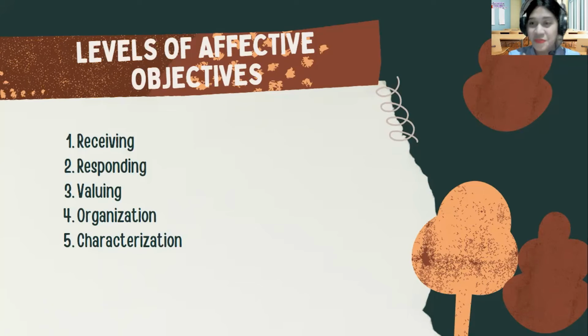Krathwohl's affective domain taxonomy is perhaps the best known of any of the affective taxonomies. The taxonomy is ordered according to the principle of internalization, in which a person's affect toward an object passes from a general awareness level to a point where the affect is internalized and consistently guides or controls the person's behavior. Moving on, the first level of affective objectives is receiving.